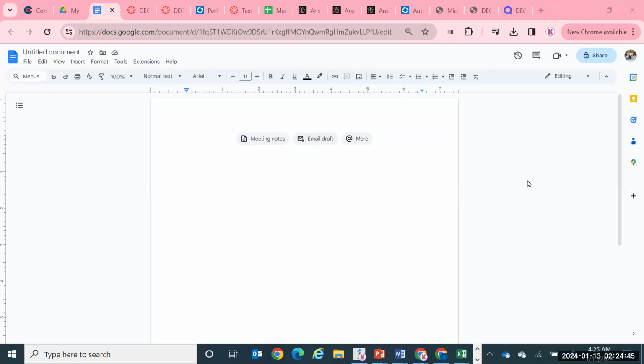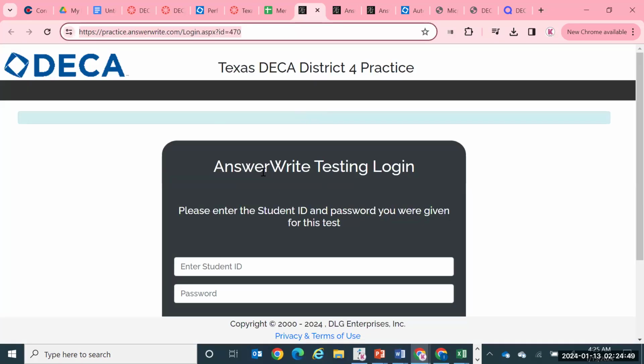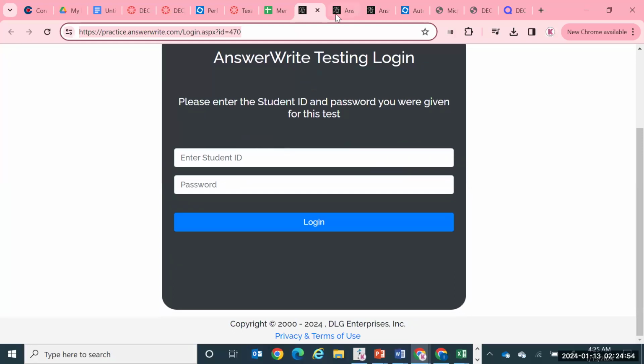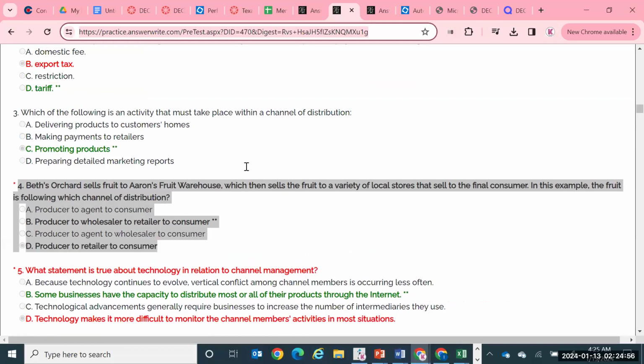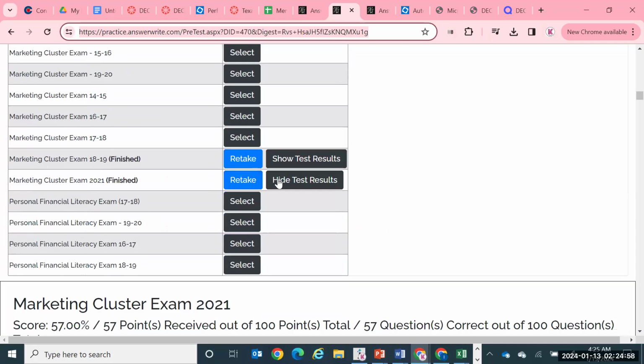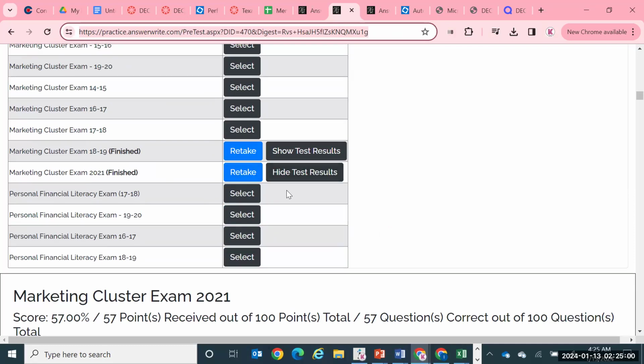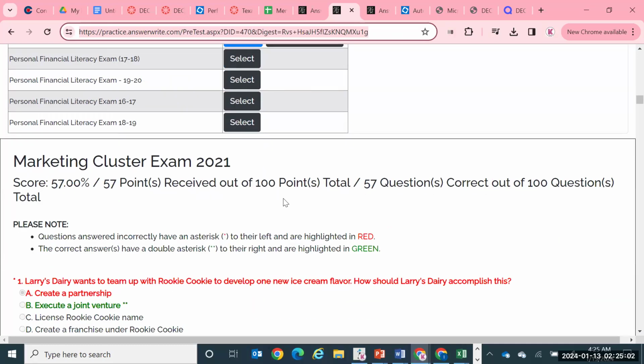Okay, I'd like to show you how to study for your DECA exam. So the first thing is you want to go and take a practice test on the Texas DECA practice site. Once you take your test, you are going to be able to see that you've taken the test. You click show results. I'm going to show you two different types of results.